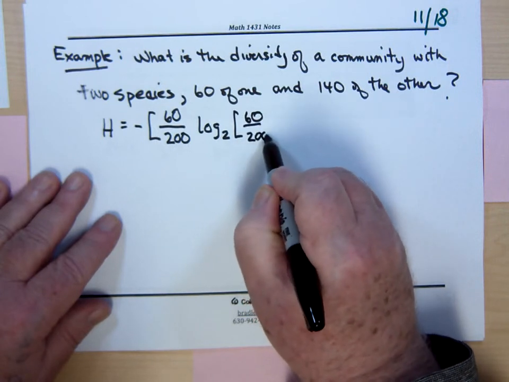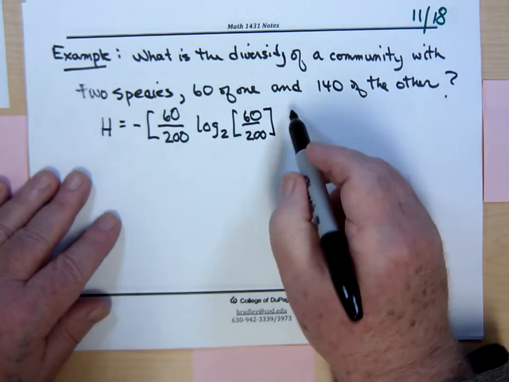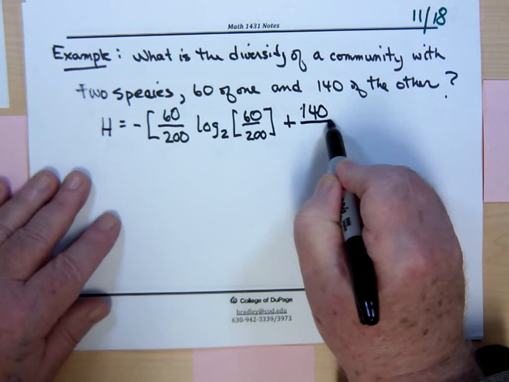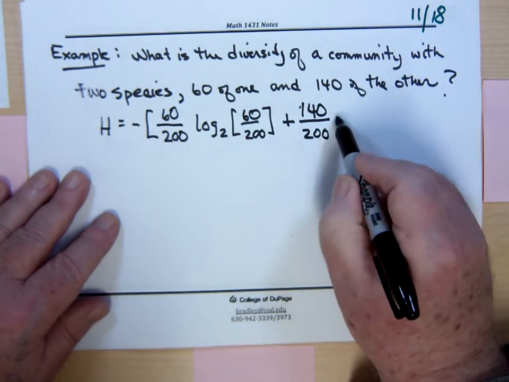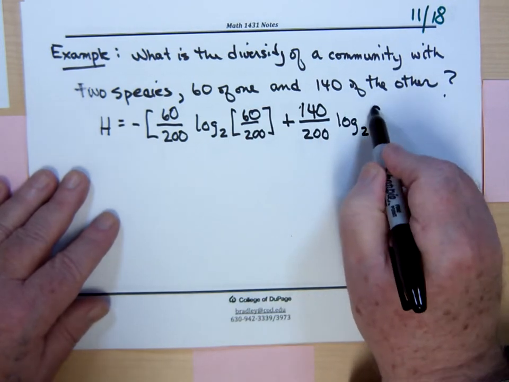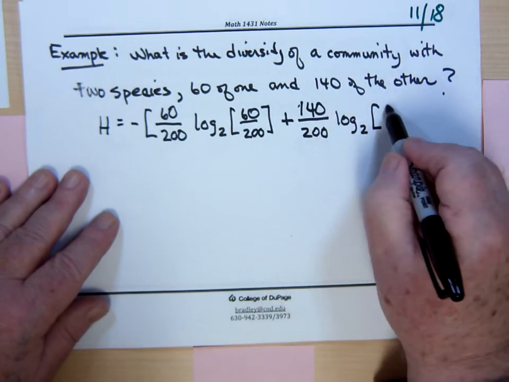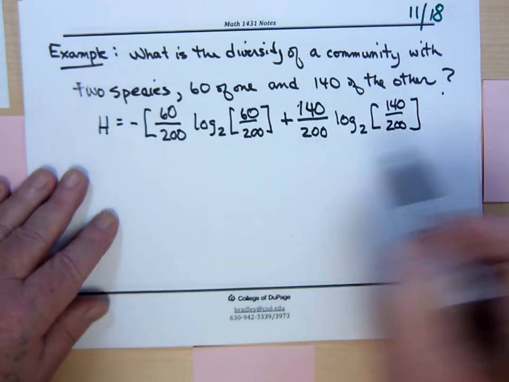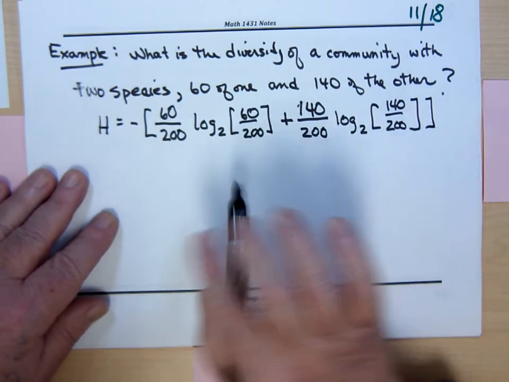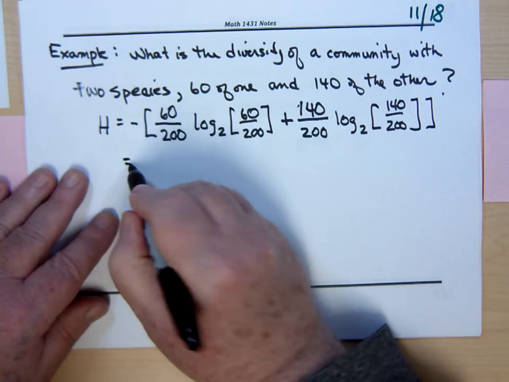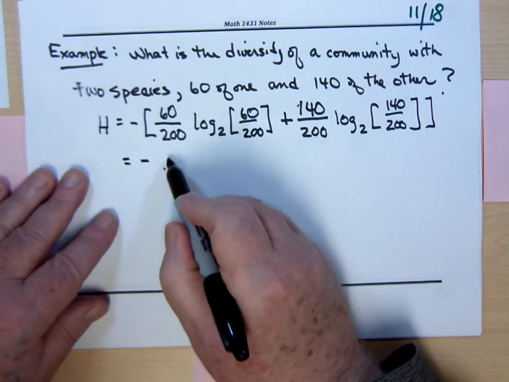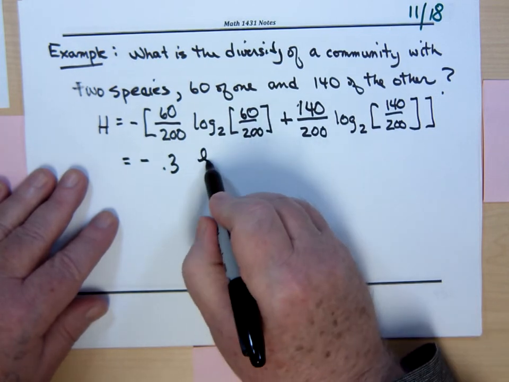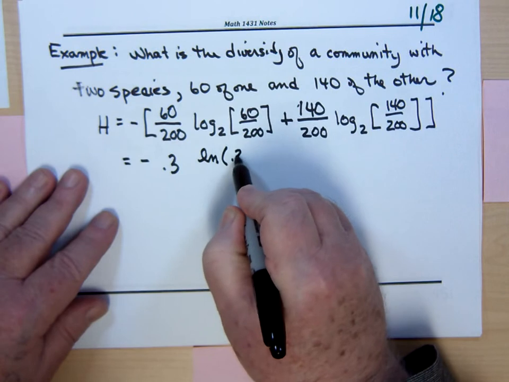And 60 over 200 is going to be 0.3, plus the other one is 140 out of 200. And this is logarithm base 2 of 140 over 200. And then we need to close that parentheses. It's way back here. So it's going to be a negative. This is 0.3 times, now this is a logarithm of 0.3, so to calculate this using your calculator, you will do that.